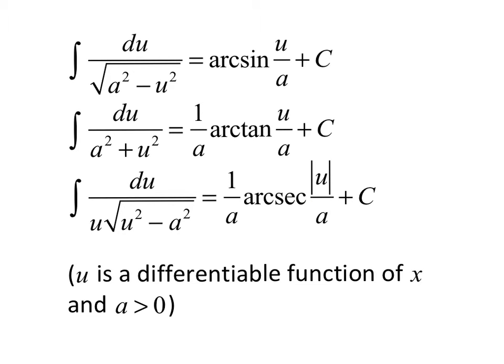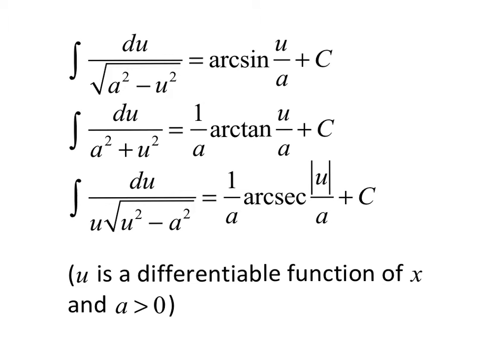So if I look at what these formulas are telling me, all of them are going to end up probably being a u substitution problem. And so that's how we get the u and du. So we are assuming u is a differentiable function of x, and this a represents a constant that is going to be a positive constant number.